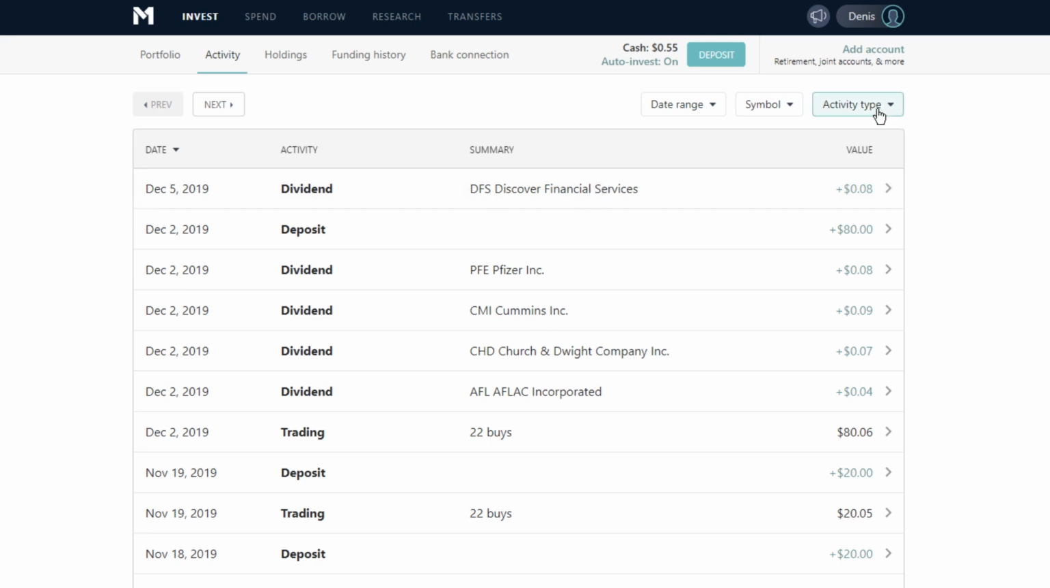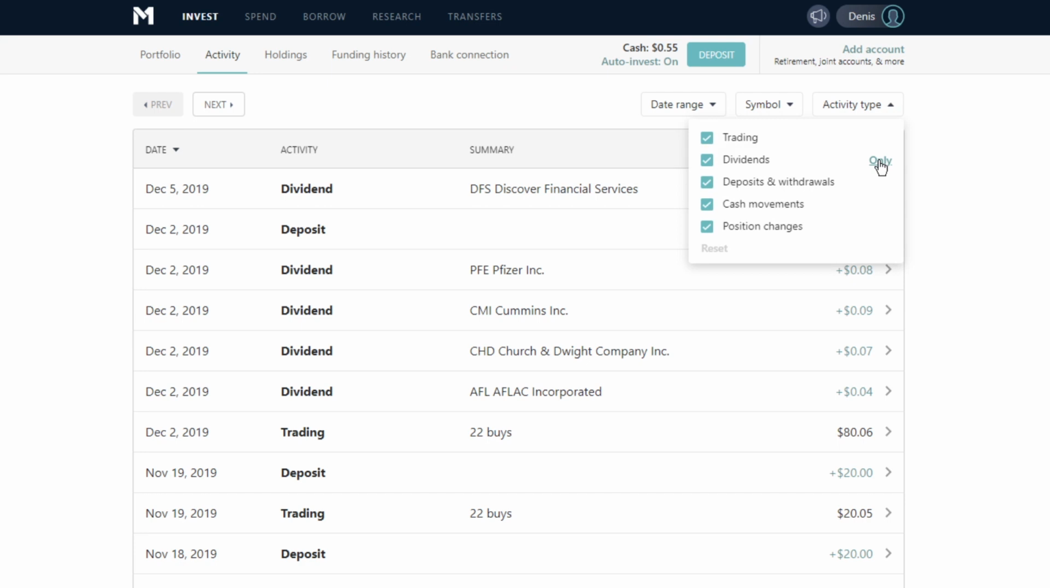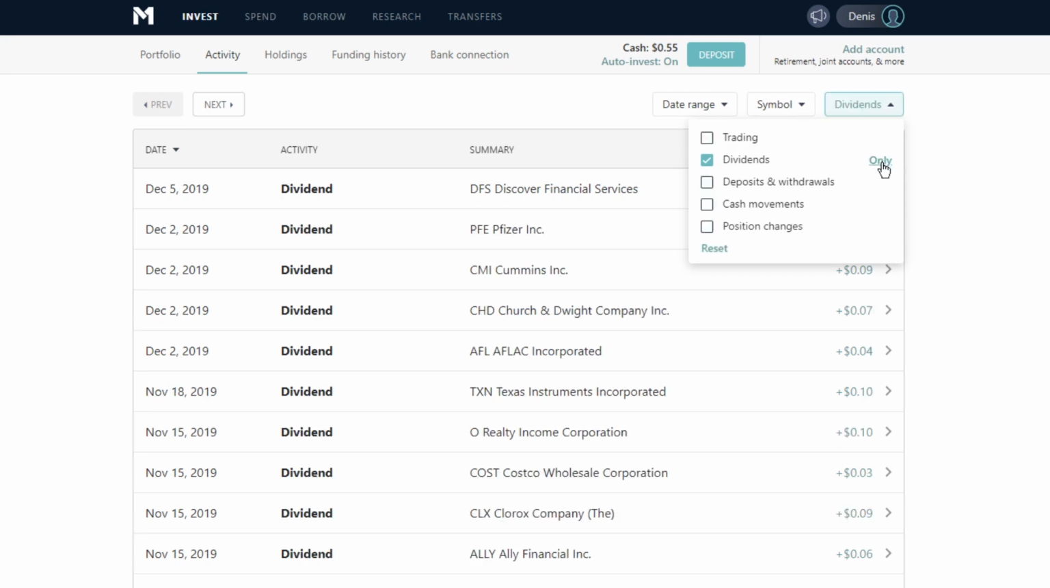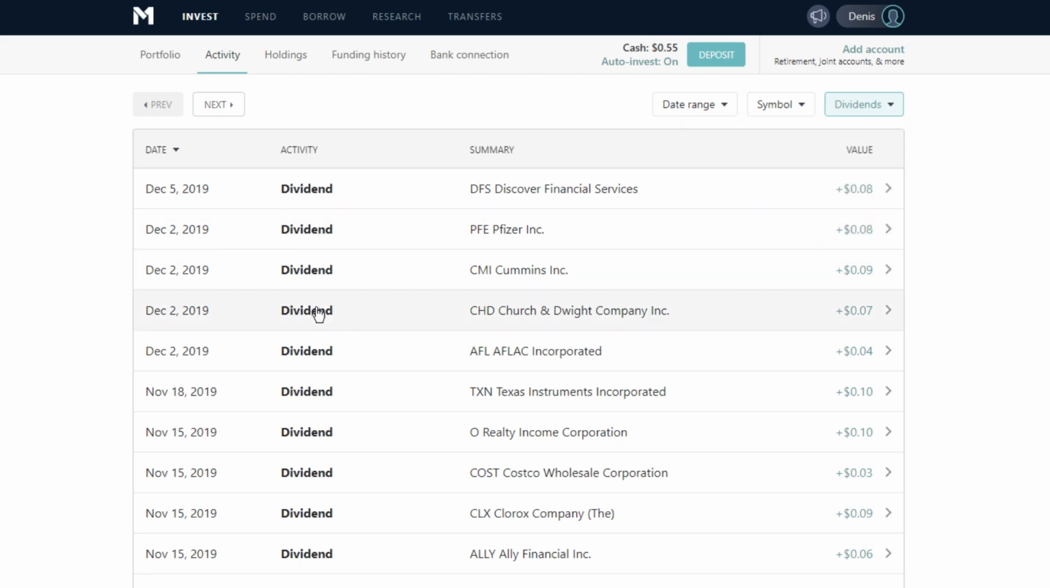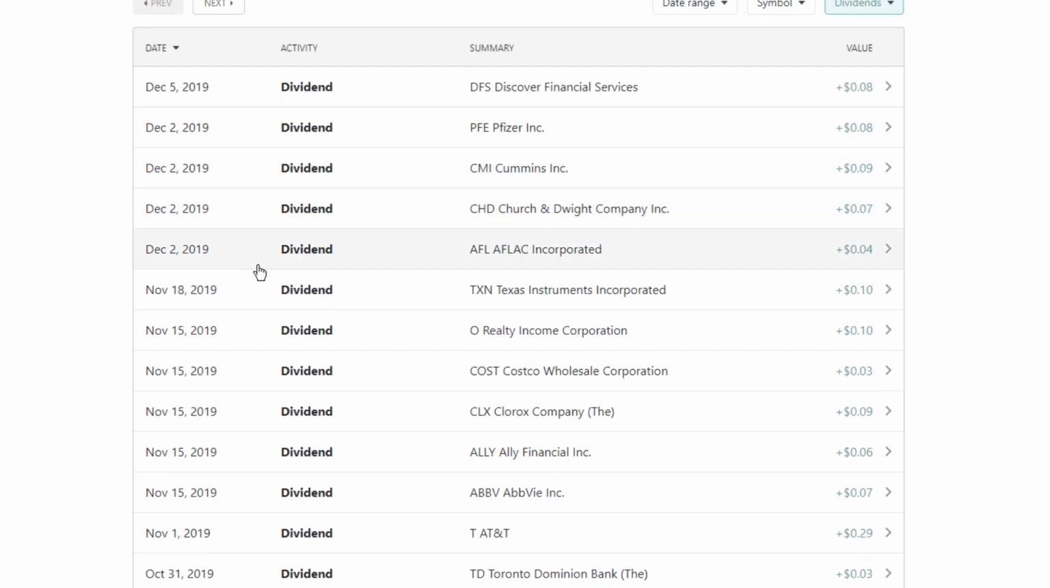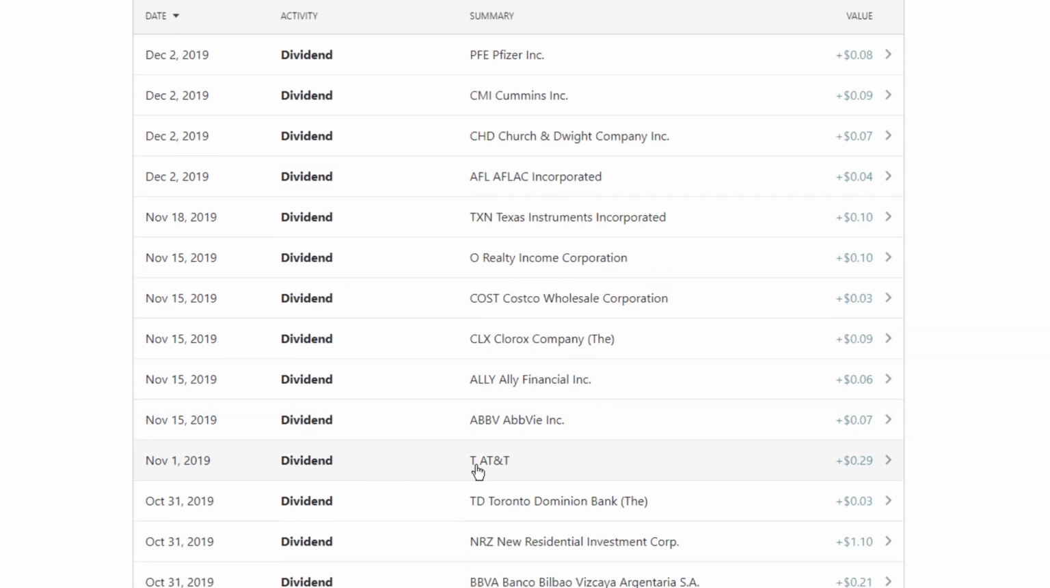So we're going to go to activity type, and go ahead and hit dividends. Again, if you're on mobile, it's not going to have the option to just click on dividends to take everything out. You have to uncheck everything and then have the dividends by itself. So here we're going to see all these dividends we're getting paid out. I mean, look at all that. That is money that I didn't have to work for, that I'm getting paid out because I invested my money. So this is a really nice thing. If we go all the way down here to November 1st, I got paid out from AT&T 29 cents.